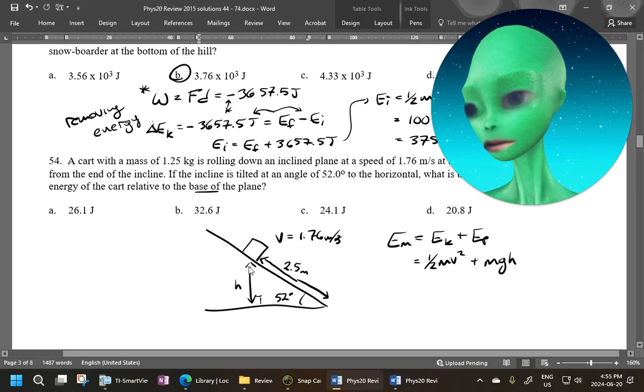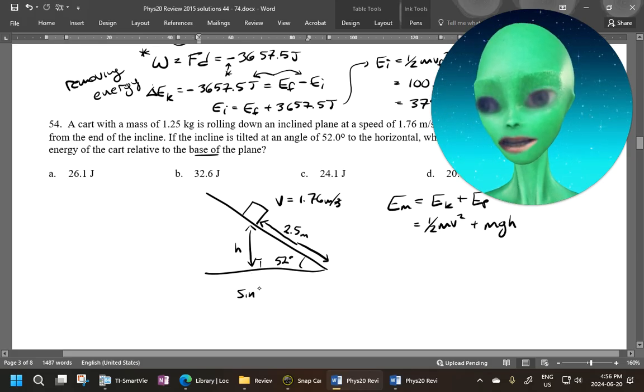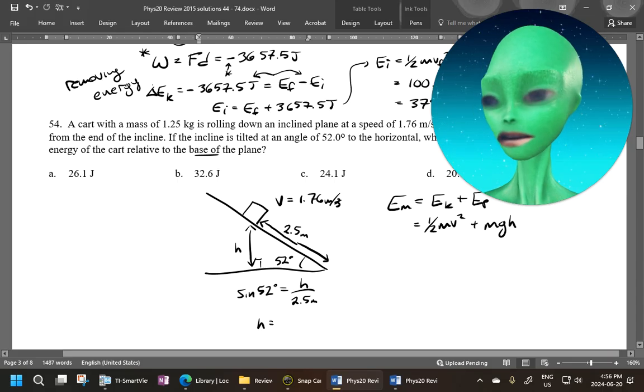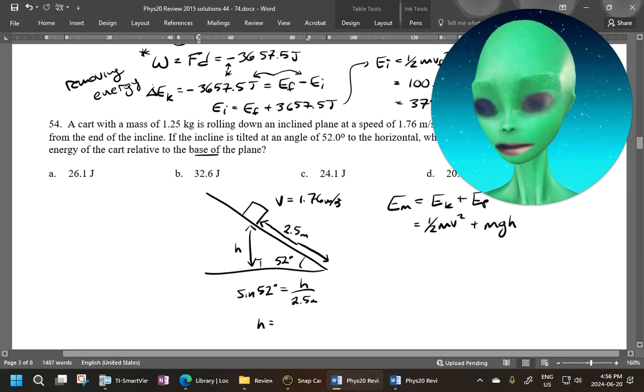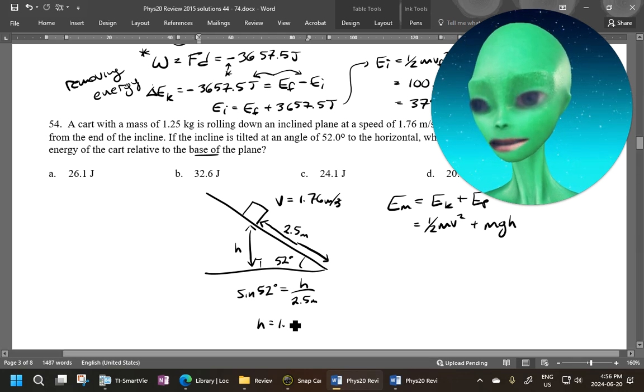So we're going to use sine. H doesn't stand for hypotenuse, right? So watch out by labeling here. I'm trying to solve for the H. I know the hypotenuse is 2.5 meters. So the height of this triangle is sine 52 times that 2.5. So 1.97 meters above the ground.